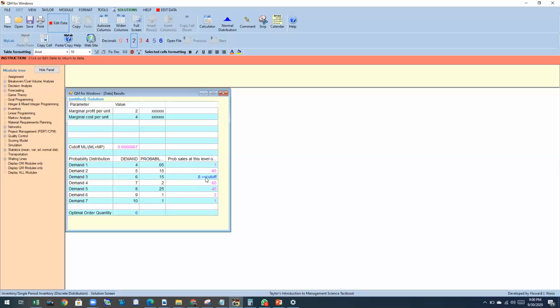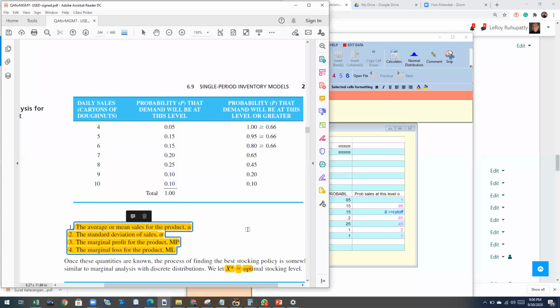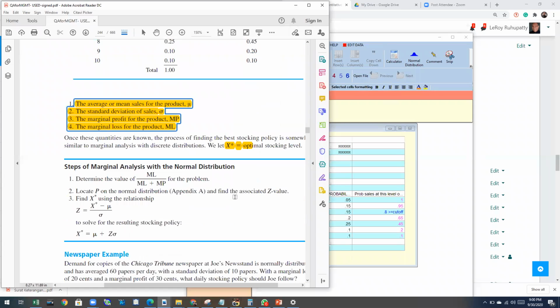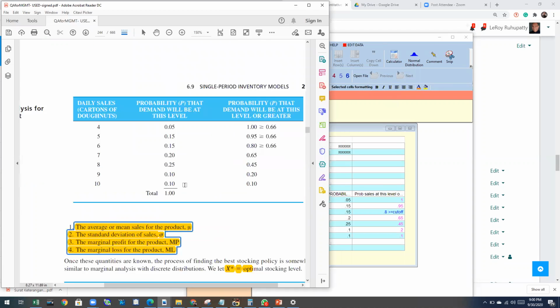You see, 80% is greater than the cutoff point. The cutoff point is the marginal probability of having a loss from a single carton. So at six cartons, we still have an 80% probability of being able to sell everything, which is greater than the cutoff point of 67. So we should stop at 6 cartons. And you can see here the optimal stocking level is 6 cartons of donuts. That is discrete probability.